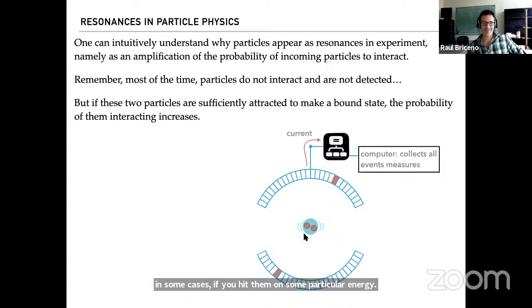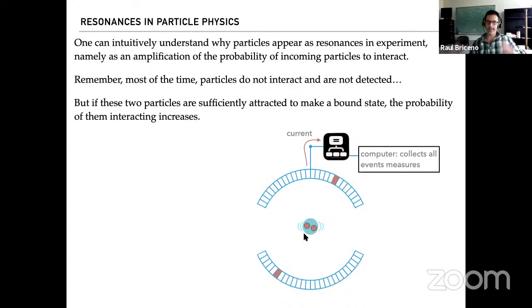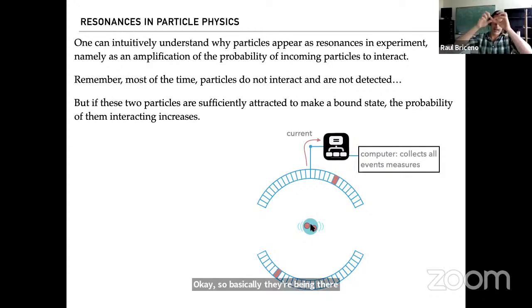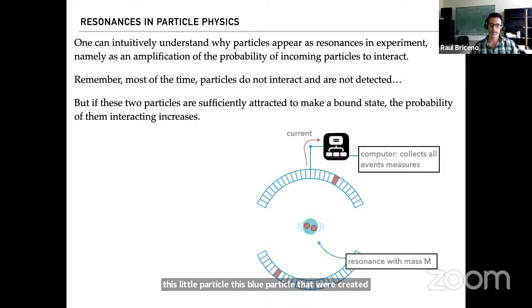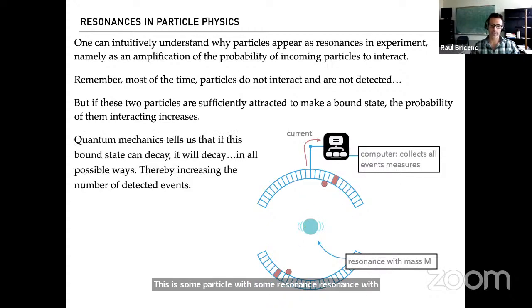Okay, so imagine that the particles collide at exactly the energy where they can recombine into a particle. They're accelerating and moving toward each other at an energy exactly equal to the mass of the particle, in units where the speed of light is equal to 1. So E equals mc squared, where E is the energy of the incoming particles and m is the mass of this little blue particle that we created. This is some particle with some resonance. It's a resonance with a mass m. It's just some particle that we've created.